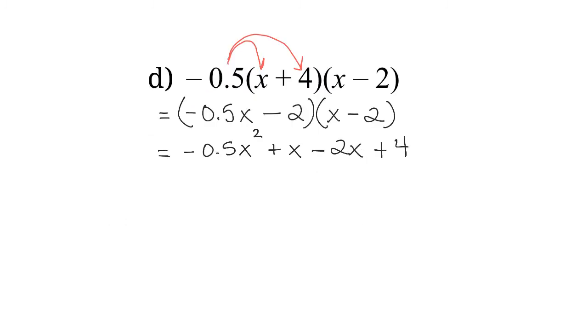And then our final step is to collect any like terms. So I'm going to recopy negative 0.5x squared. I do have some like terms. I have an x and a 2x. So 1x minus 2x is a negative 1x. And then I still have a plus 4. So my final answer is negative 0.5x squared minus x plus 4.